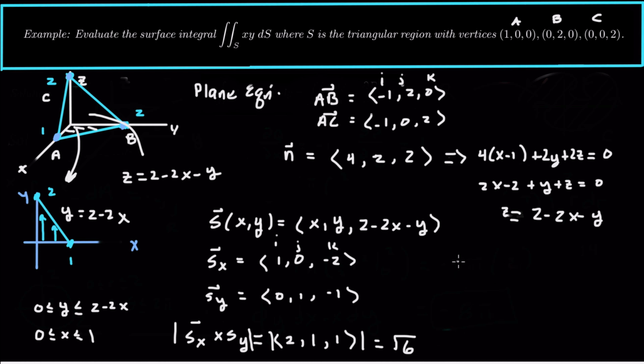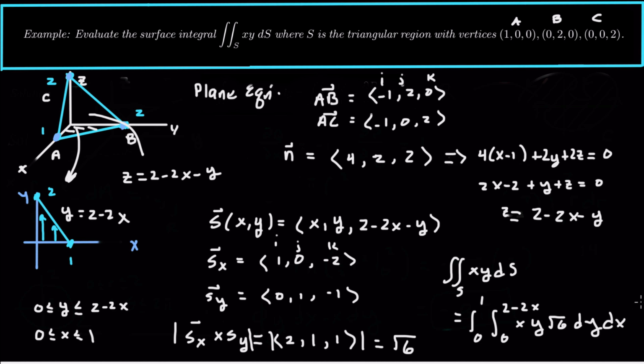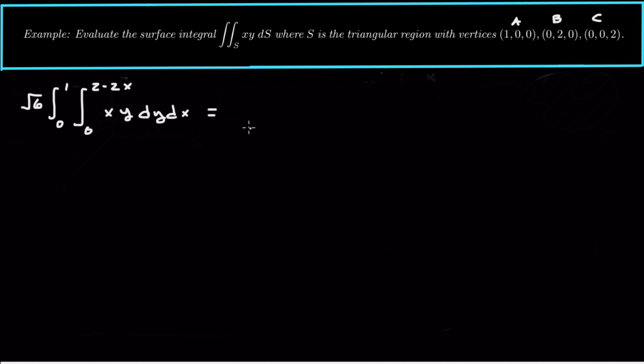So now my integral over my surface of the scalar function xy dS is going to be the integral from 0 to 1, integral from 0 to 2 minus 2x, of xy times square root of 6 dy dx. So let's evaluate this double integral now. Integrating y first, I've got the integral from 0 to 1 for x, and then x times y squared over 2 from 0 to 2 minus 2x, dx.